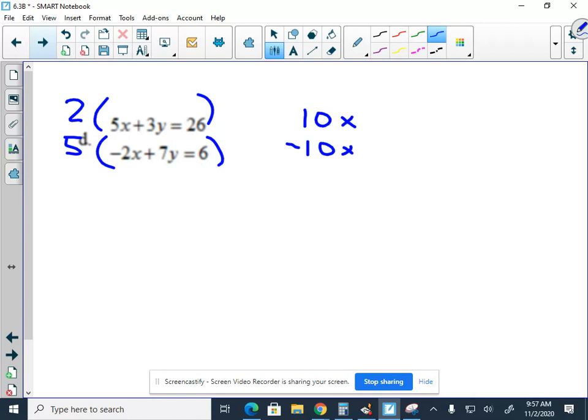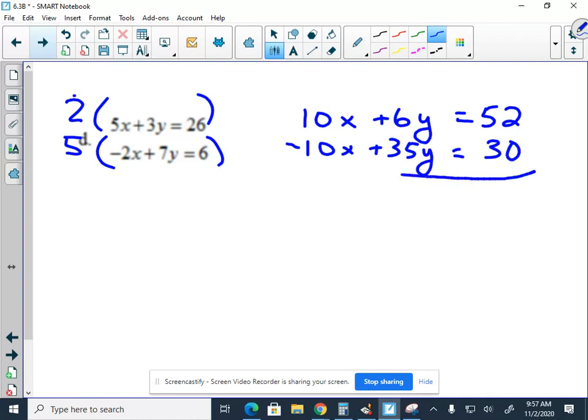Now you have to get the rest of the stuff. 2 times that is 10. 2 times 3y is 6y. And 2 times 26 equals 52. You need to use a calculator. 5 times this is negative 10. We already have that written down. Plus 5 times 7 is 35. Don't forget to multiply them all. And then we get 30.